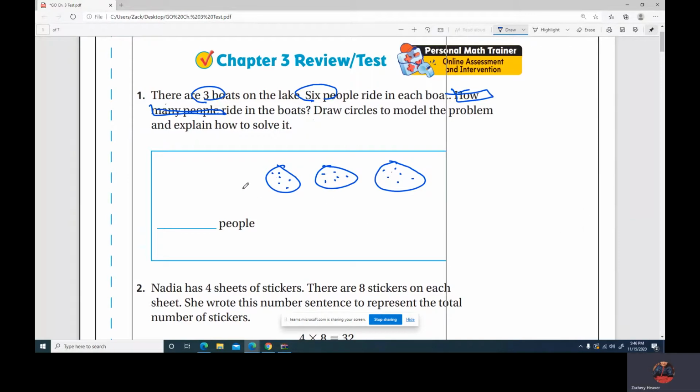So each boat has 6 people in it. There's 3 boats, which gives us the problem of 3 times 6. And if you look on your multiplication chart, or if you skip count 3, 6 times, you're going to get 18. And if you count all those, you will have 18. And that's number 1.